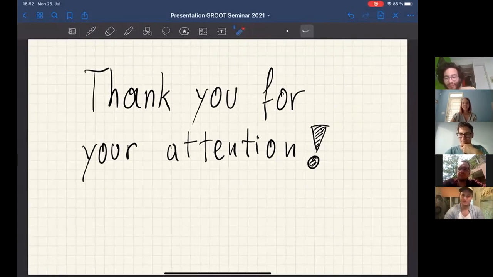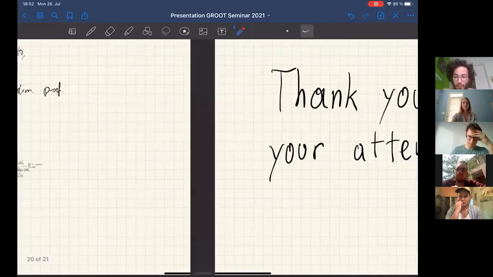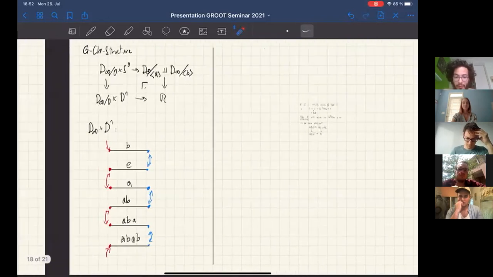Okay. Well, I have a question. There's another map that looks a bit like yours, but it's from K0 to HH0, and it's related to a conjecture of Bass. And I wonder if your result actually gives some information about that map.